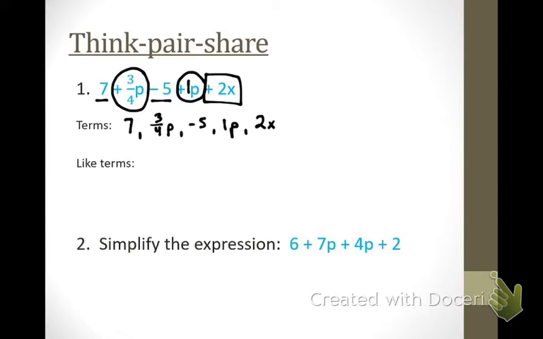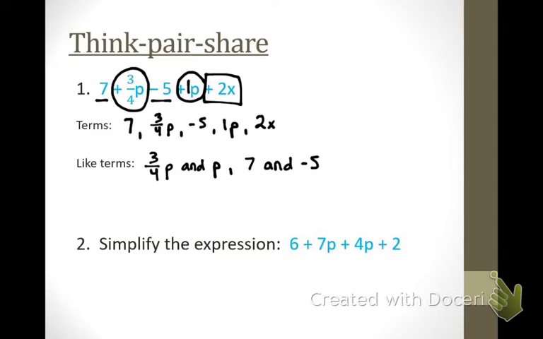Now we've got like terms. Who could tell me what one of the like terms are? Jocelyn. 3/4 P and 3/4 P and P. Very good. That's the P family. Who else can tell me like terms? Jonathan. The 7 and -5. What about the 2X? Does the 2X have anyone else like him? No, he's kind of like me. I sadly don't have any family here in Jacksonville. Me neither. I'm all alone, all right? Just like that poor 2X.